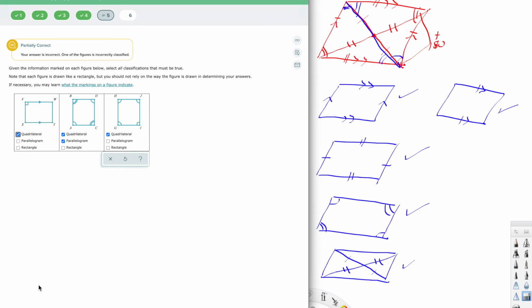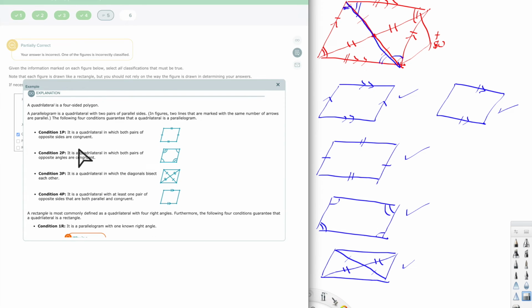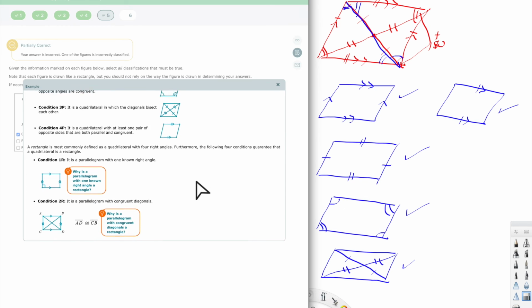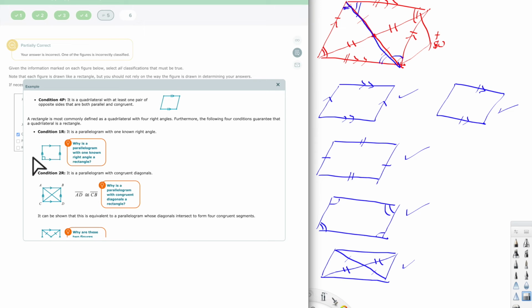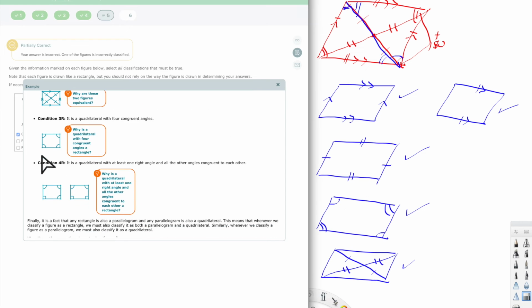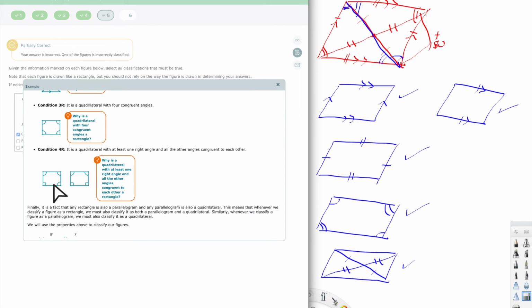So which one does it not like? These are the conditions for a parallelogram. See, this is the one that I was picturing, but we can see that both pairs of opposite sides are parallel, and we only need the one right angle once we know that, because opposite angles are congruent, consecutive angles add up to 180 degrees. So they do actually have that diagram in there. So it is a quadrilateral with at least one right angle and all other angles congruent to each other. So they do actually have that in the diagram.